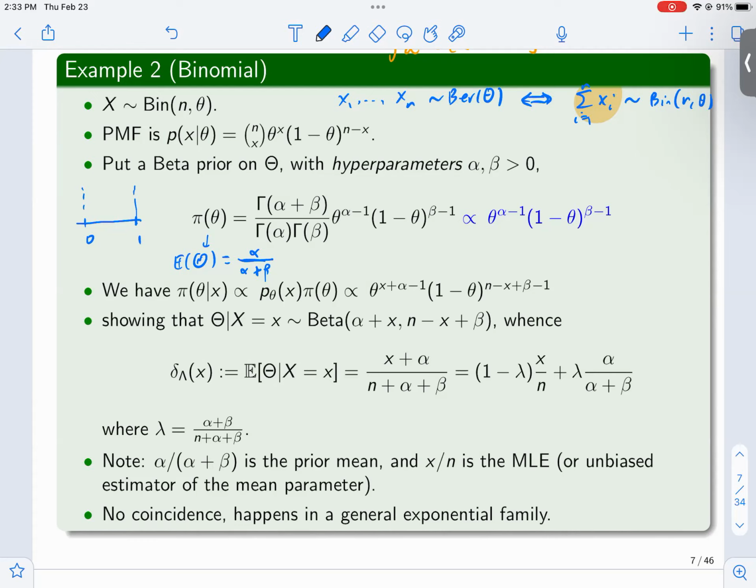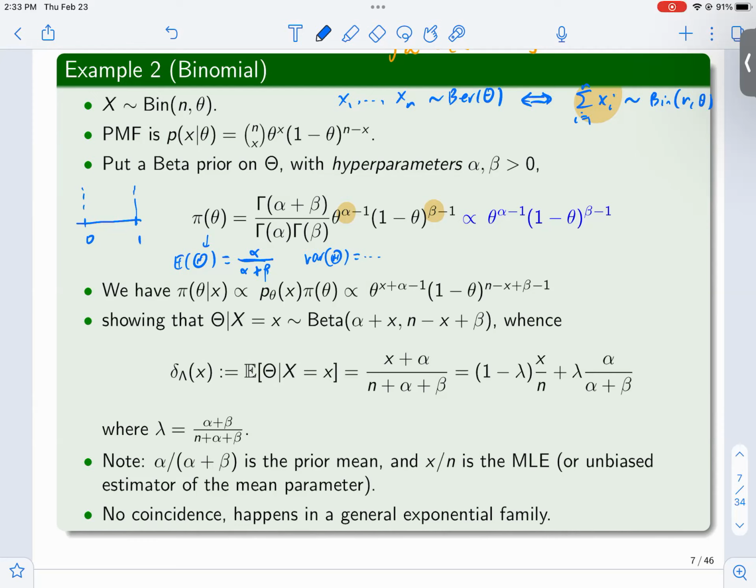If my guess is, for example, that theta is close to 1/2, I can choose alpha and beta such that alpha over alpha plus beta is 1/2. So I can set the mean of the prior. These are called the hyperparameters of the prior. We need to set alpha and beta to something, and you can choose that based on the moments of this distribution. There's also a variance of theta. There are two parameters, so the variance also has a formula.